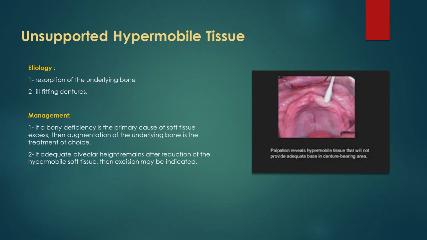The etiology of unsupported hypermobile tissue is the resorption of the underlying bone and the ill-fitting denture. The management: if there is bone resorption and the height of bone is reduced, we have to do a bone augmentation. If adequate alveolar height remains after reduction of the hypermobile tissue, then excision is indicated.